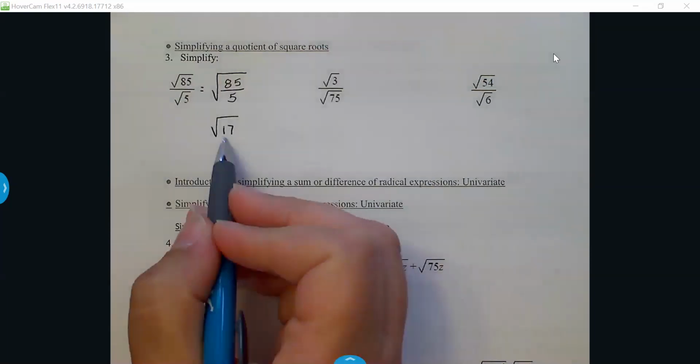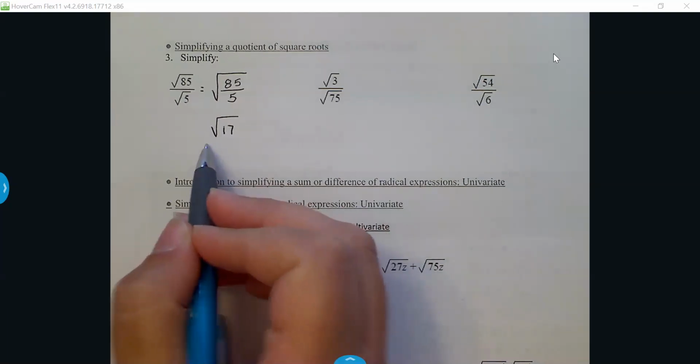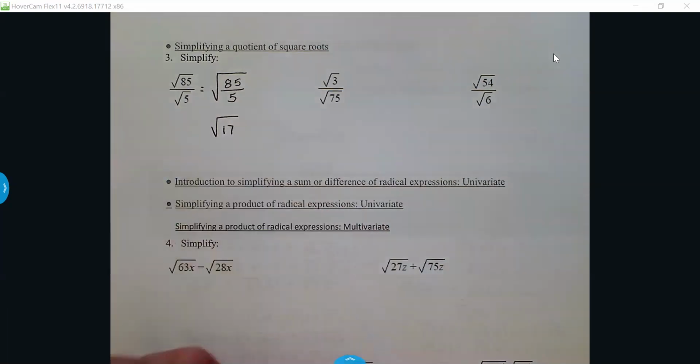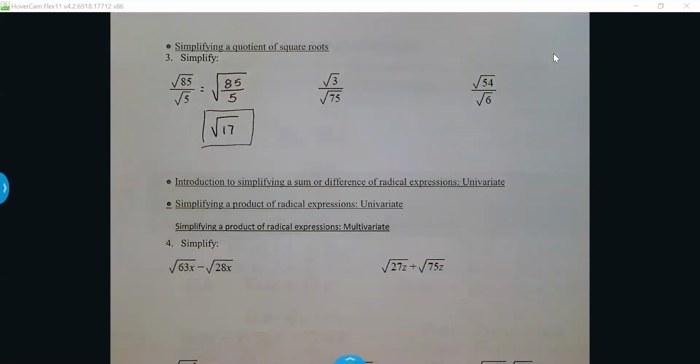Now, 17 is a prime number, and I can't simplify it, right? Because no perfect square is going to go into it. So I'm going to leave my answer as the square root of 17.